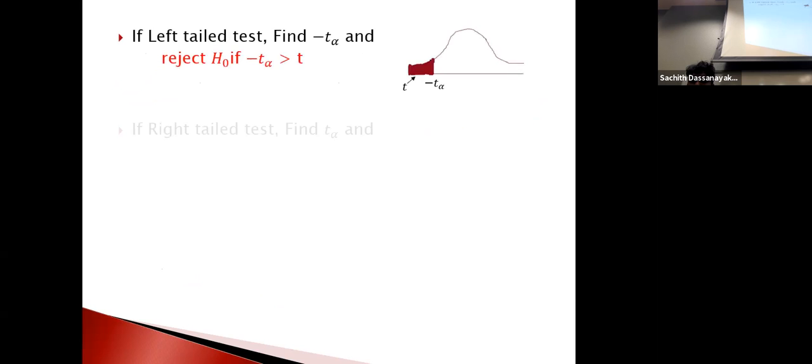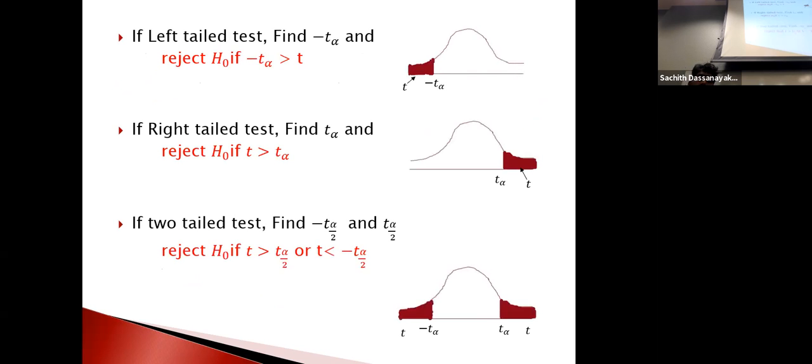If it is a left tail, again the same three stories, the T alpha value is definitely negative. So if negative T alpha is greater than your T value, then yes, you have to reject your null. If it's a right tail test, and T alpha is less than your test statistic value, you have to reject. If you have a two tail test, either T greater than T alpha over 2 or T less than negative T alpha over 2, negative part here, positive part here, then you have to reject your null.